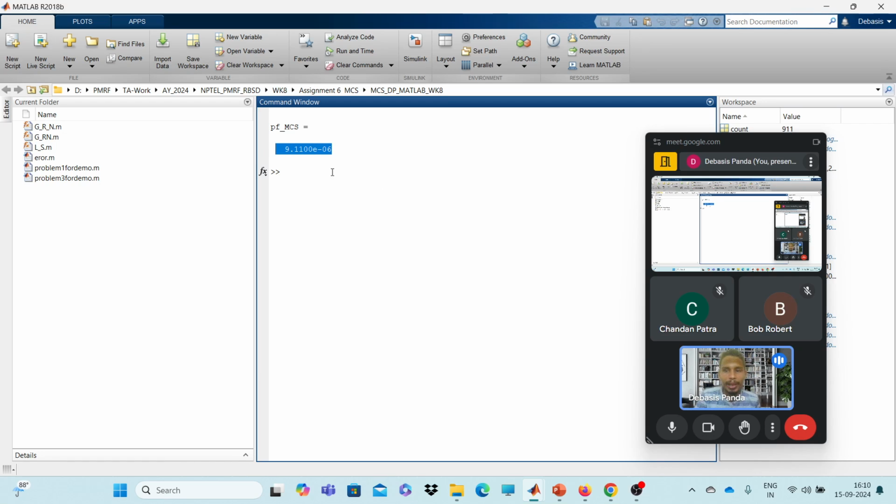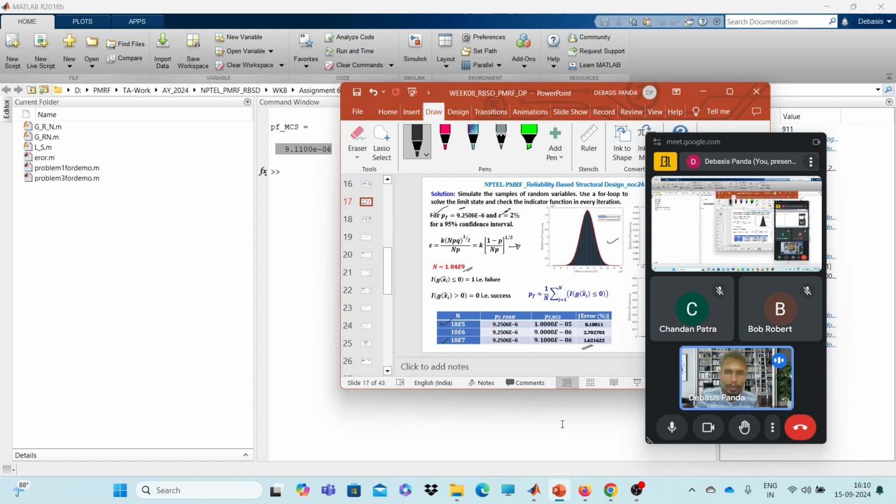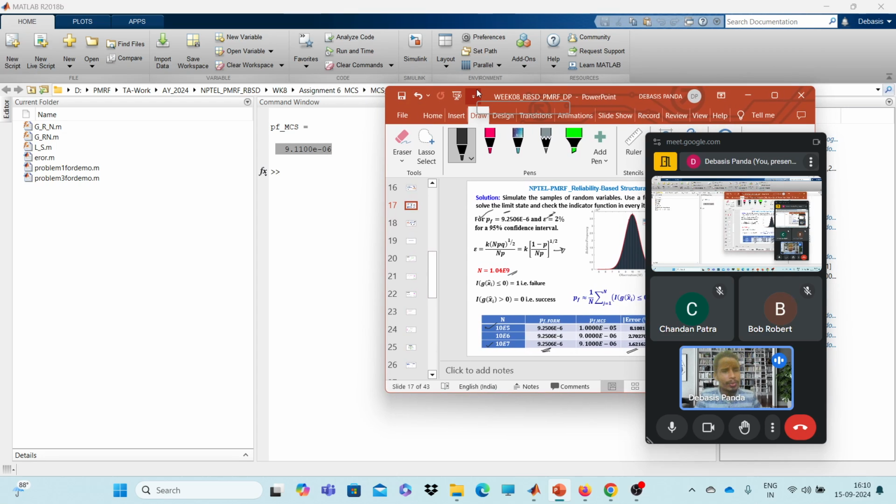Here with 10 to the power 8 number of samples, we are getting results very close to the first order reliability method. Look, 9.22 into 10 to the power 6, and we are getting 9.11 into 10 to the power 6. So our goal was to check the probability of failure of FORM and SORM using some numerical or simulation-based technique. Here the question and this investigation has been resolved. We have a very popular tool that works on the classical definition of probability, and it is giving very close results based on the number of simulations.